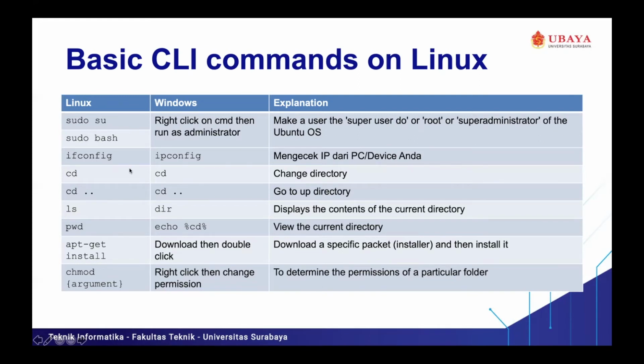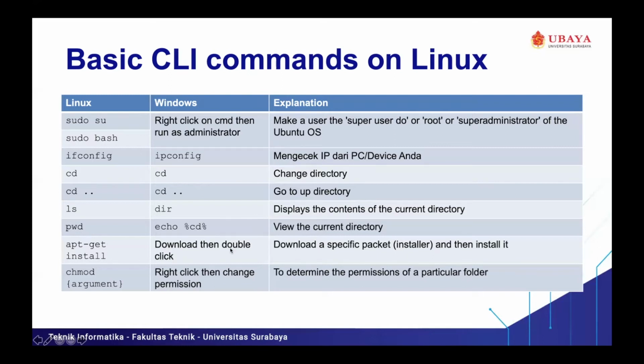ifconfig, or ipconfig in Windows, is for checking the IP address of your computer. cd on Linux is the same as in Windows, for change directory. cd .. means go to the previous directory, or go up a directory. On Linux, ls is for displaying the contents of the current directory. And pwd, or echo %cd% in Windows, shows the current directory. In Linux, pwd. In Windows, echo %cd%.